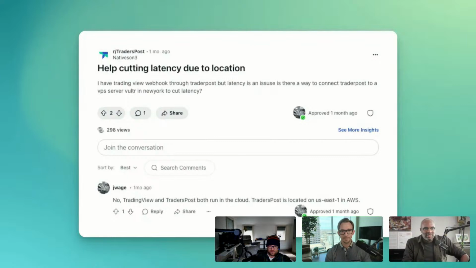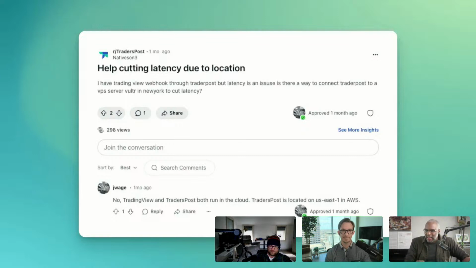Excellent. All right, and last question, a simple one. Help cutting latency due to location. I have a TradingView webhook through TradersPost, but latency is an issue. Is there a way to connect TradersPost to a VPS server, a Vultr in New York, to cut latency?